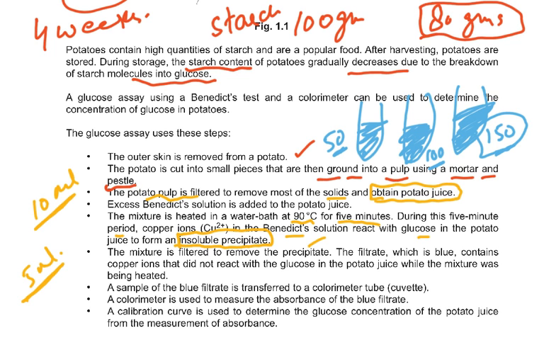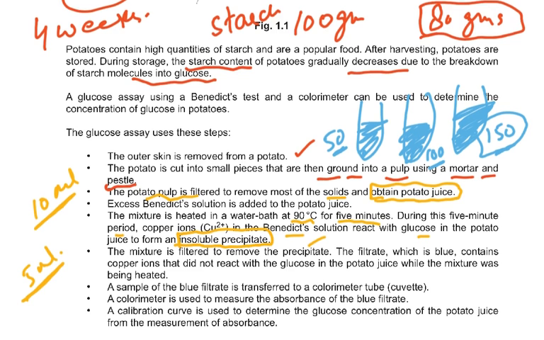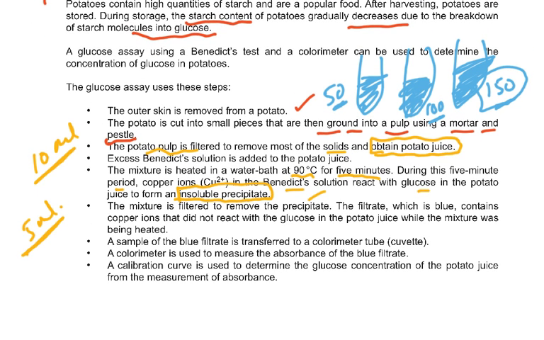A colorimeter is used to measure the absorbance of the blue filtrate. So you have three situations, a light blue, a mid blue and a dark blue. In the light blue, we have 50 copper. In the mid blue, we have 100 copper. In the dark blue, we have 150 copper. So more copper means less glucose.